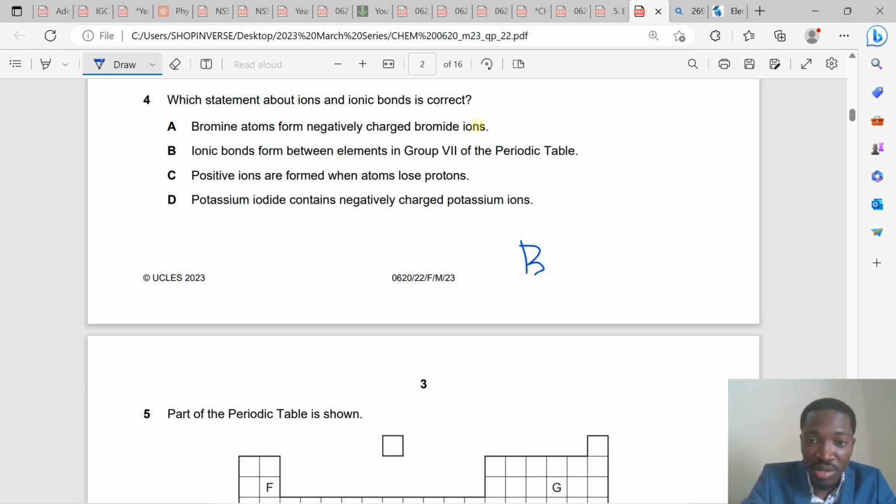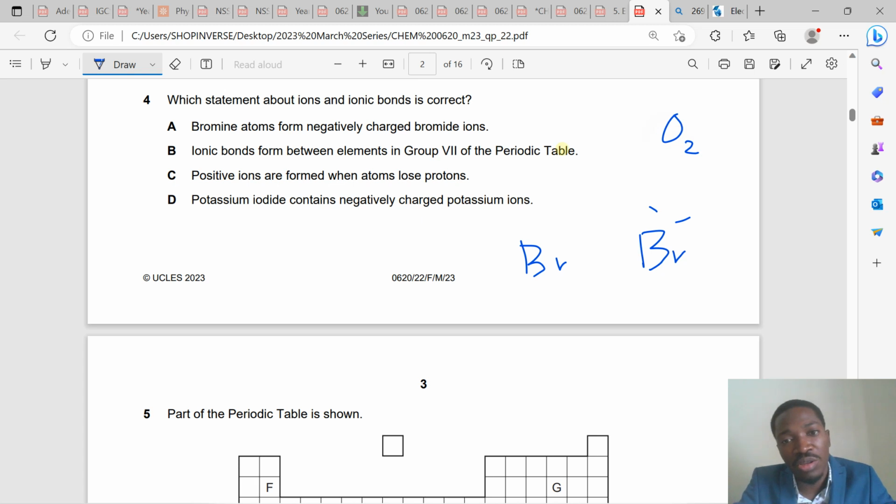Bromine and bromide ion will be Br negative. Yes, that is correct. Let's look at the rest. Option B says ionic bonds form between elements in group 6 of the periodic table. Group 6 elements are nonmetals, and nonmetals form covalent bonds. An example is oxygen, O2. It forms covalent bonds. Carbon(IV) oxide, CO2, is also a covalent bond.